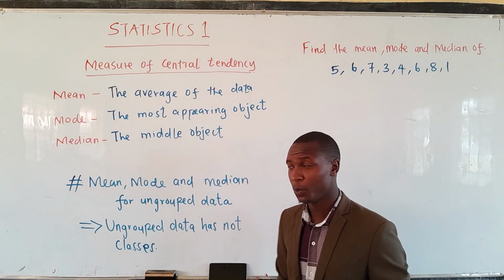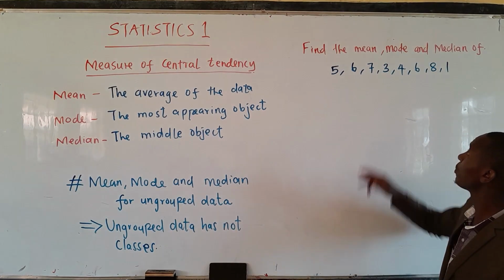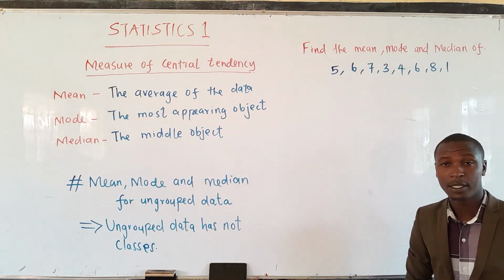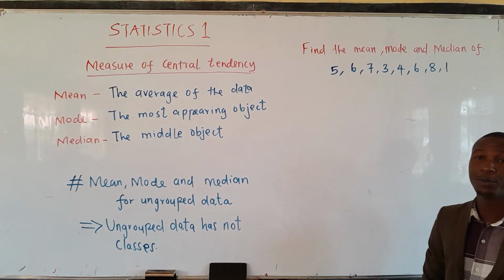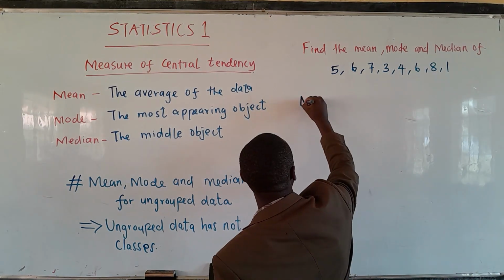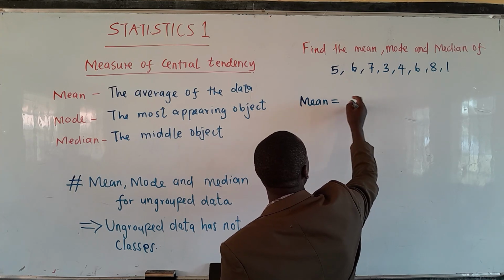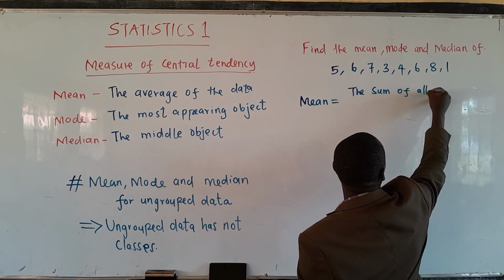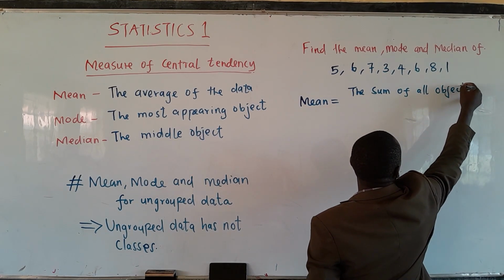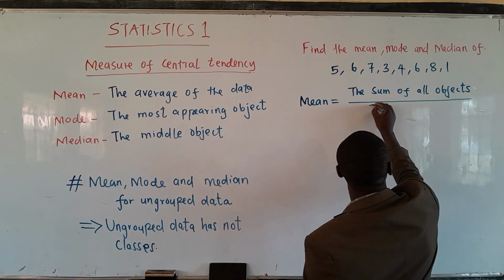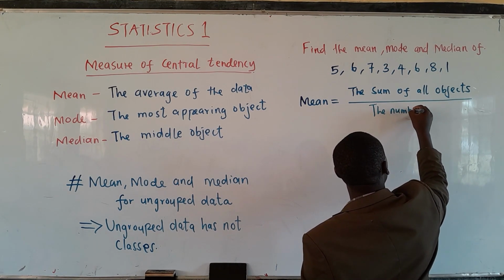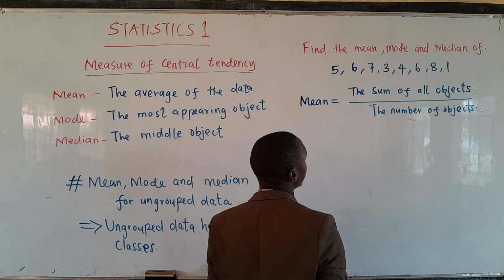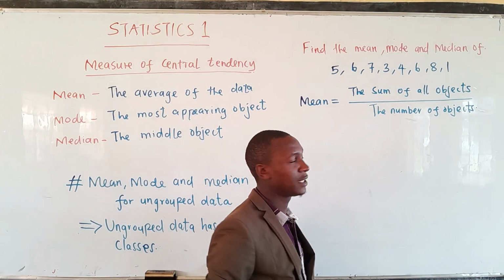So, as an example, we have a set of data. We are supposed to find the mean, mode, and the median of 5, 6, all the way to 1. So how do we find the mean? So let's start with the mean. To find the mean is going to be equal to the sum of all objects divided by the number of objects. So that is how we find the mean for ungrouped data.